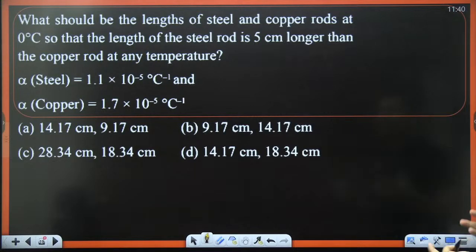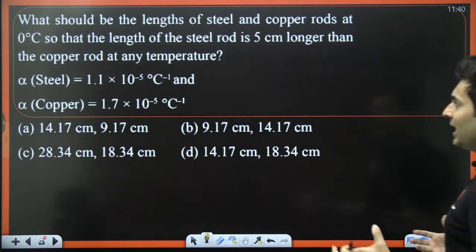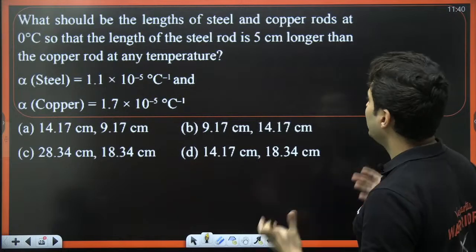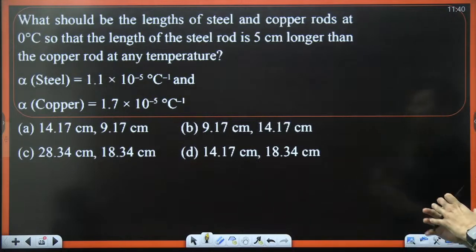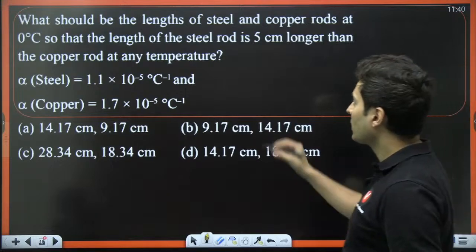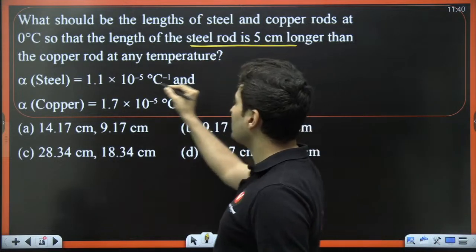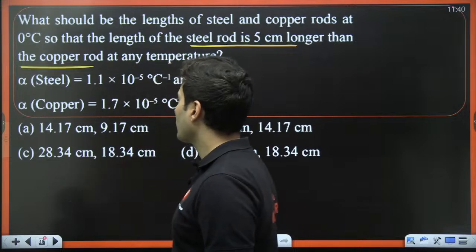What should be the lengths of the steel and the copper so that the length of the steel is 5 centimeters more than the copper at any given temperature? Steel is 5 centimeters longer than the copper.